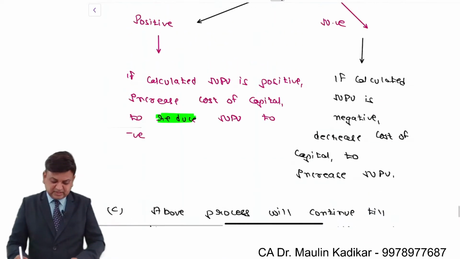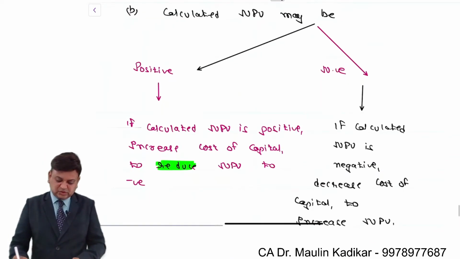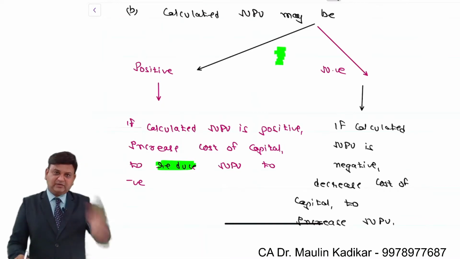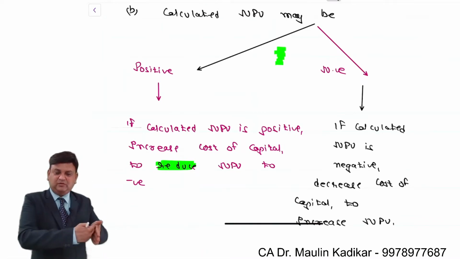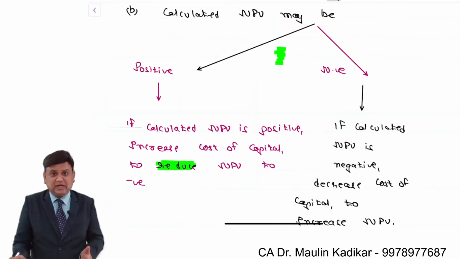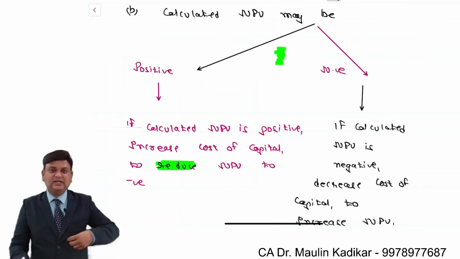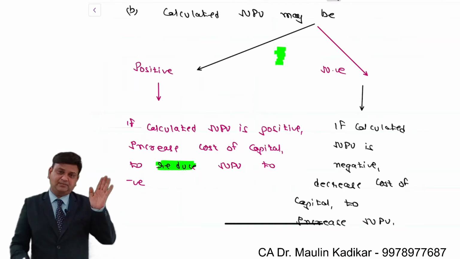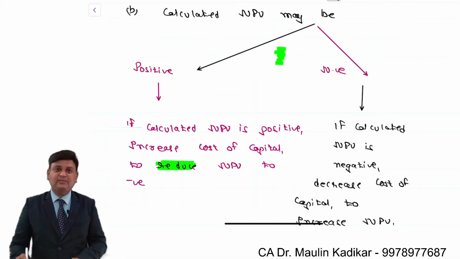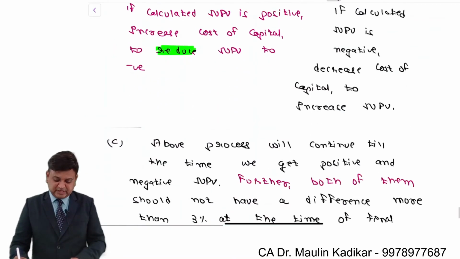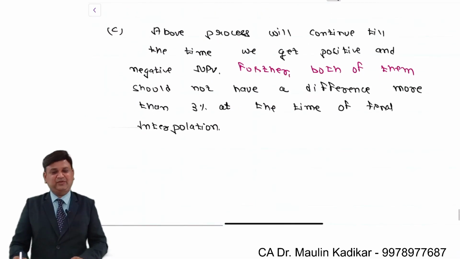Remember friends, importantly, that 3% rule is not applicable at this point of time. Because at the rate of 10% you got positive NPV and you want to get the negative NPV and you feel that IRR is far ahead, then in that case you can immediately increase it. So at this point of time the 3% rule is not applicable. That rule is applicable only at the time of final interpolation.